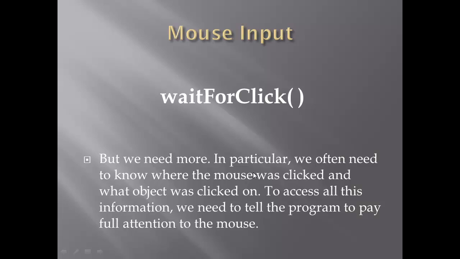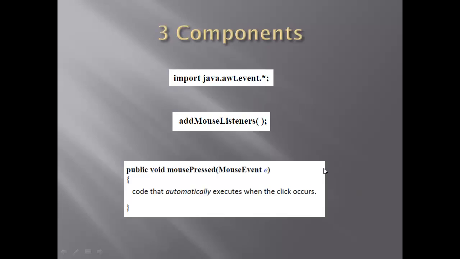Okay, mouse input, we've seen that already. There's a system method called waitForClick. We can do better than that. In fact, it's not just if the mouse was clicked, but also where and what was clicked on. So we need to tell the computer to pay a little more attention to the mouse. And there are three components.